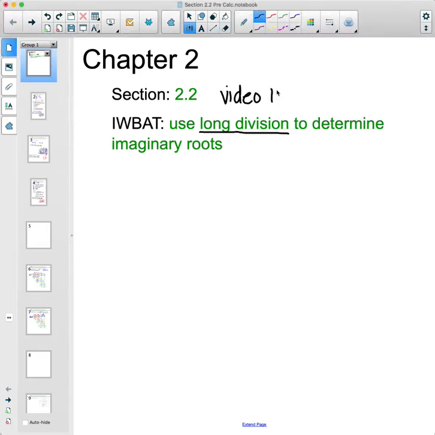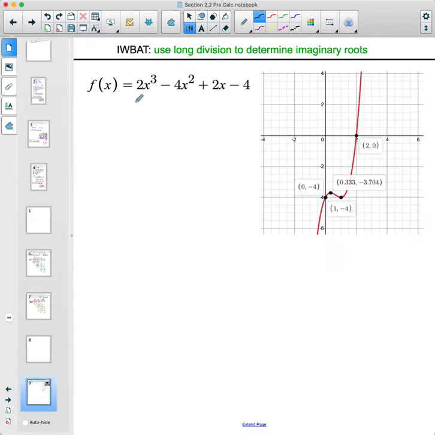So this is video number 3, and we are going to get into why we use long division and how it can help us find imaginary roots. So let's take a look at this given polynomial and its graph. If we wanted to come up with all of the roots here, remember that since this is a degree 3 polynomial, there are actually 3 roots to this graph. Now, when we look at the graph, all we see is 1, because there's only one real root. So there's one real solution here, and then there's going to be 2 imaginary solutions that we can find.